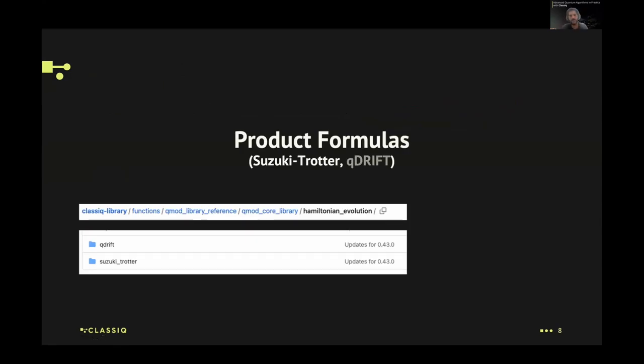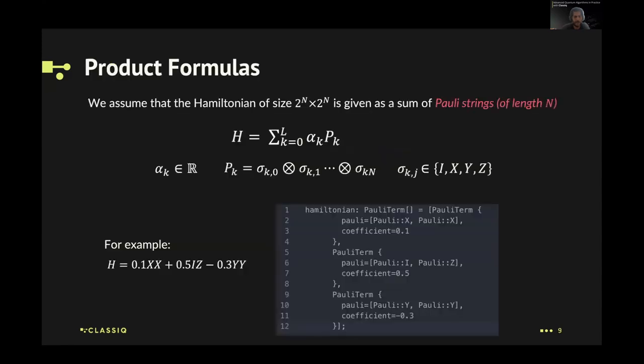Okay, I'll start with product formulas. There are many different product formulas. For example, you have the Suzuki-Trotter formulas or the Q-drift. In Classiq, you can find Q-drift and Suzuki-Trotter. These are built-in functions, and under functions in the Classiq library, you can find notebooks that will show you how to use them. In my talk, I will focus only on the Suzuki-Trotter.